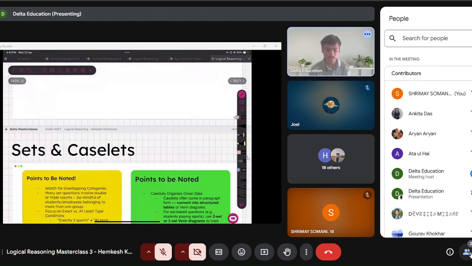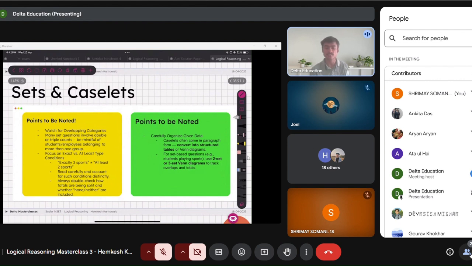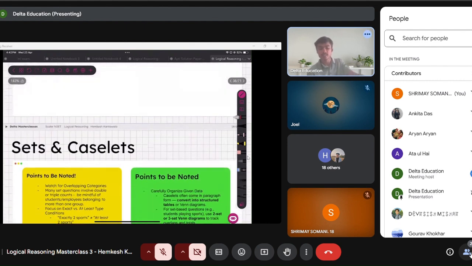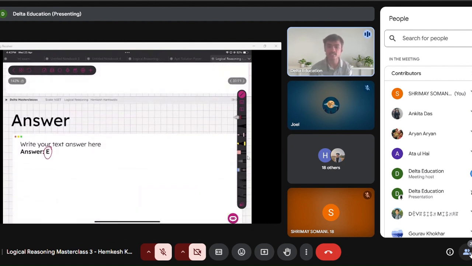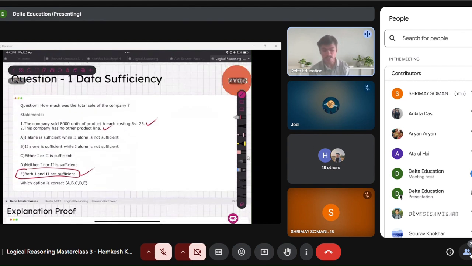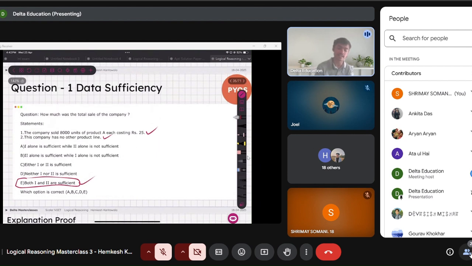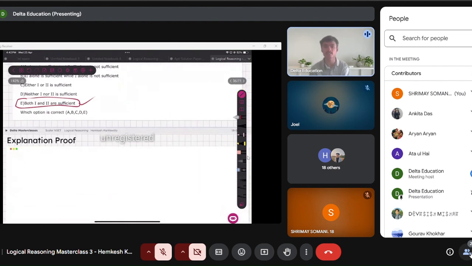Now coming to sets and caselets topic. The above topics, syllogisms, data sufficiency, etc., were very easy. One or two questions would be there. There would be questions like this. Somewhere you need to make the Venn diagram, somewhere you need to work with English. Easy questions from this topic. But yes, one question is of course coming in your paper.